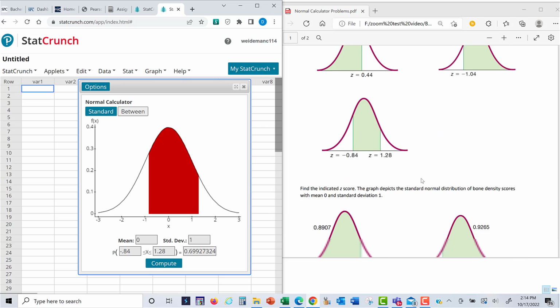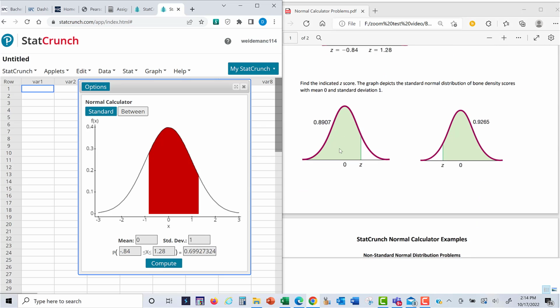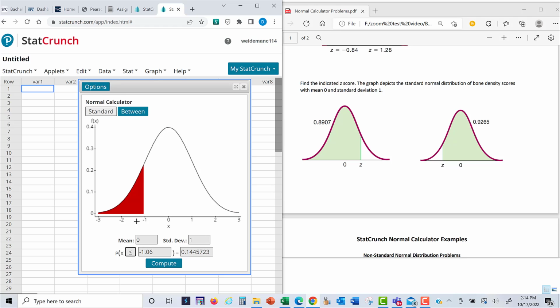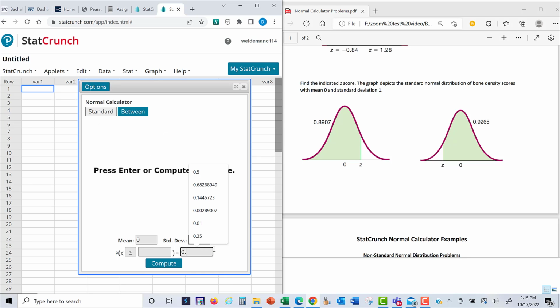Okay, let's turn it around now, and let's say we have the area or probability, and we want to find the z-score that corresponds to it. So I'm going to go back to my standard calculator, and I want to make sure that this is done as less than or equal to, because I'm finding area to the right. Now, I want to find the z-score, so I actually want to find the number that's going to be in this window right here. So in the right-hand window, I'm going to put in the area or probability that I'm interested in, which is 0.8907, compute.